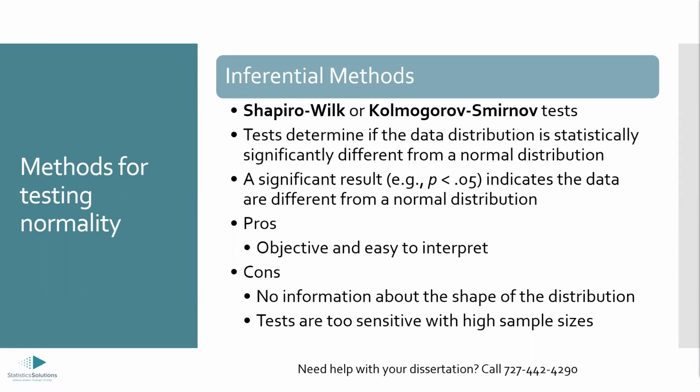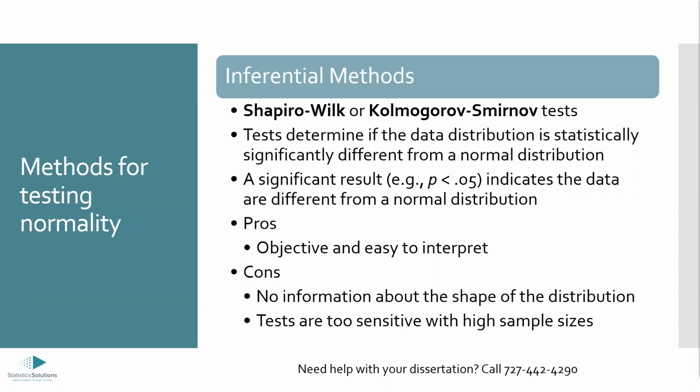And so if that p-value is less than a specified alpha level or cutoff, so for instance, 0.05, then that would indicate that the data are significantly different from a normal distribution. So in this case, we actually would prefer not to see significant results for our Shapiro-Wilk or Kolmogorov-Smirnov test, because that would indicate that the data are different from normal.